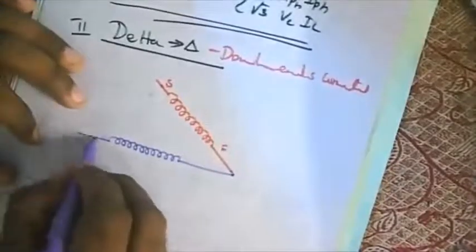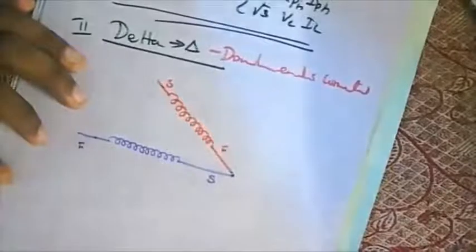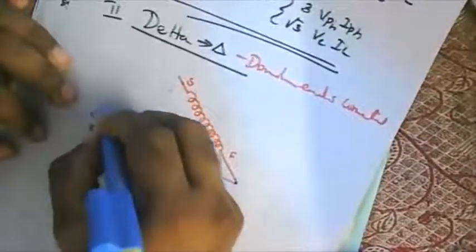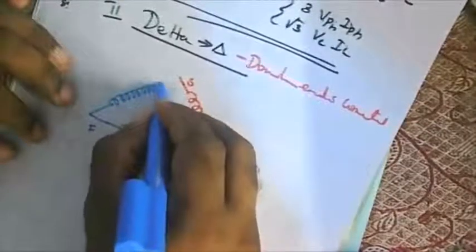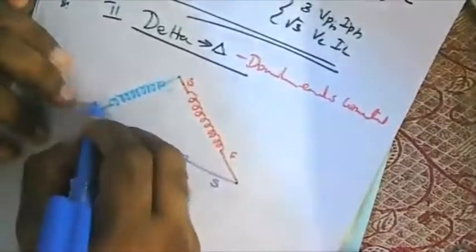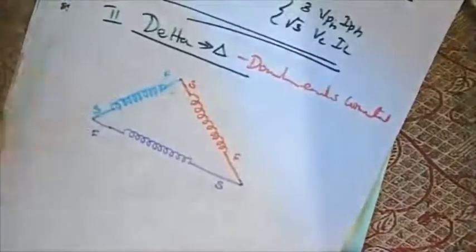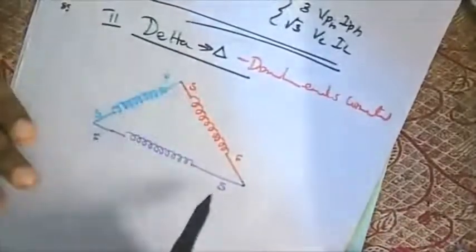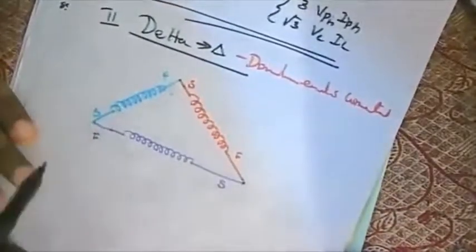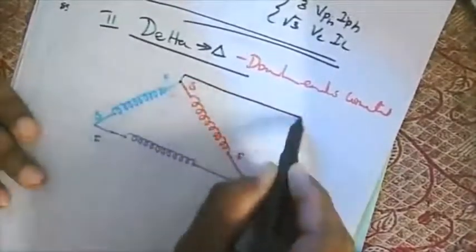Okay. This is going to be my start. This is going to be my finish. I have the third one. This is going to be my start. This is going to be my finish. So if you observe here, start and finish, start and finish, start and finish means dissimilar ends are going to be joined together.